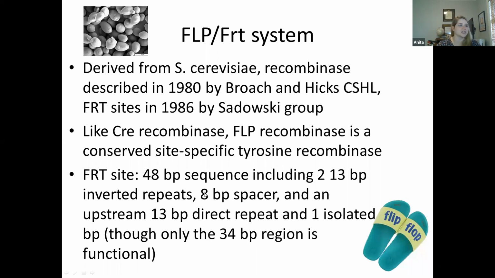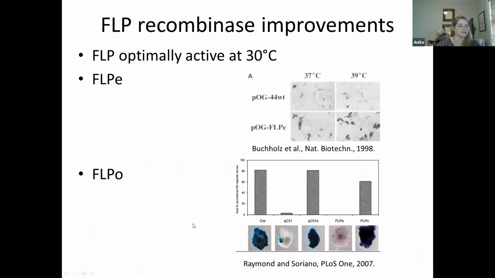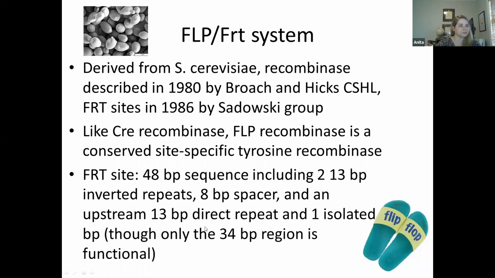It has an extra 13 or 14 base pairs, but it seems like there's an upstream 13 base pair direct repeat and another isolated base pair that are not important for the recombination of FLP associated with FRT sites. So it really can be 34 base pairs, just like loxP.